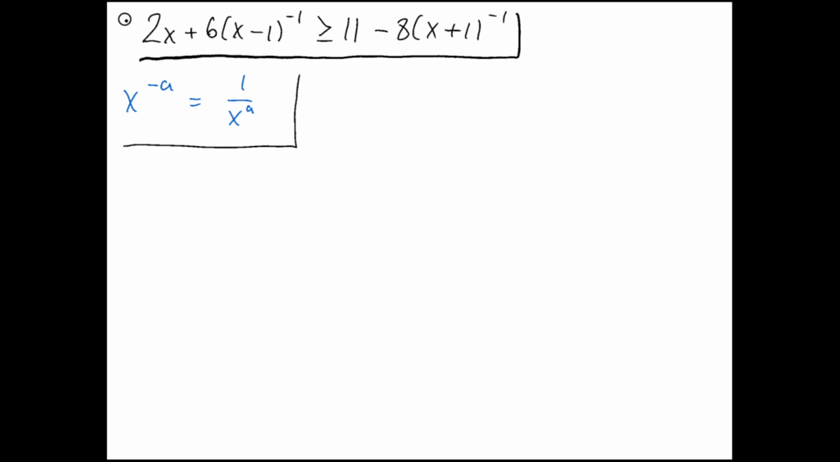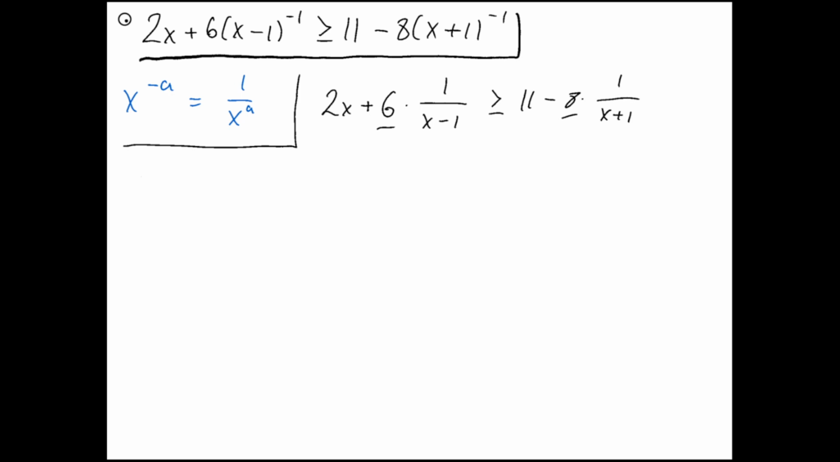So to get started, I'm going to rewrite this section where it has x minus 1 to the power of negative 1. In each of those instances, I'm going to rewrite the problem. So it's going to be 2x plus 6 times 1 over x minus 1, using the rule that we just discussed. And then I'm going to get greater or equal to 11 minus 8 times 1 over x plus 1. I'm going to take this one step further by distributing my 6 and my 8 out through those fractions.